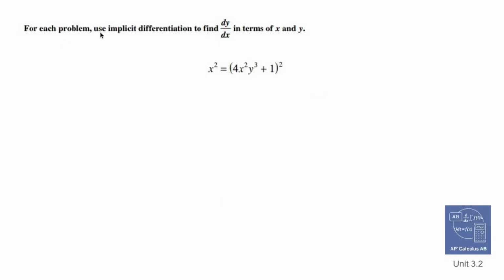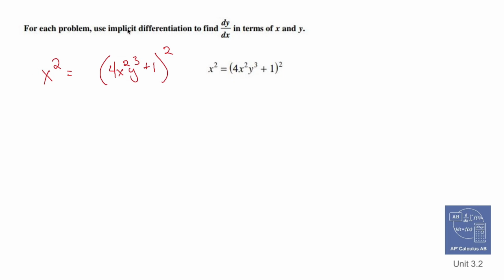For each problem, use implicit differentiation to find dy/dx in terms of x and y. All right, so let me spread this out a little bit. Let me give myself a little bit more space. Wow, this is not going to be pleasant at all. 4x squared y cubed plus 1, squared. All right, here we go.